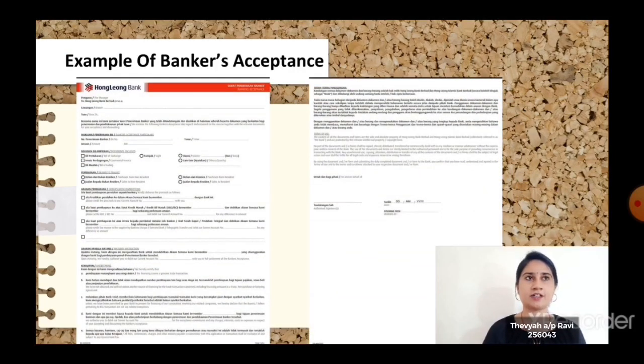And this is an example of bankers' acceptance form. And next is product 3, overdraft, and it will be presented by the next presenter.